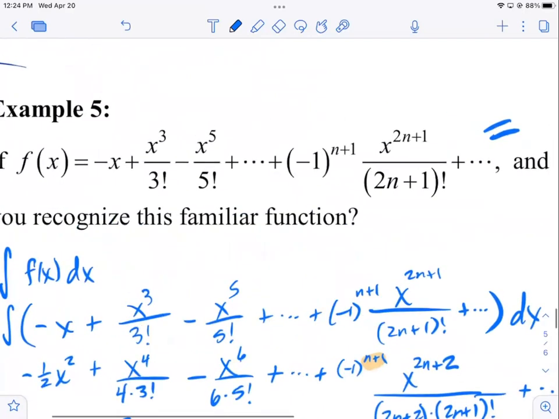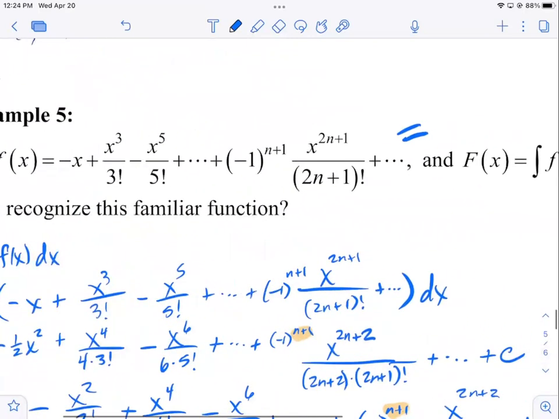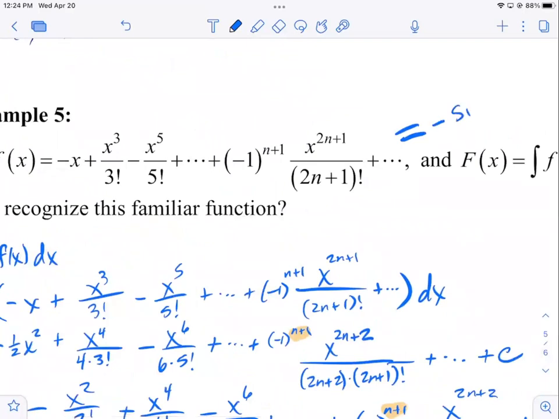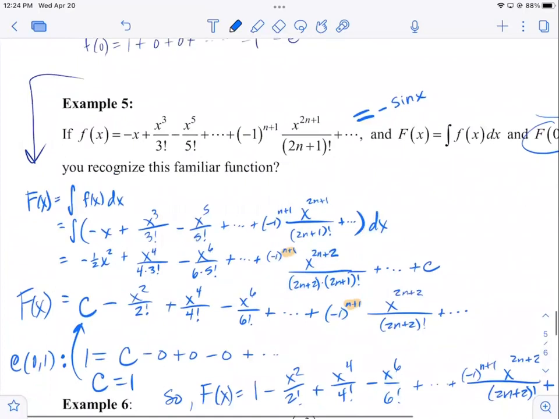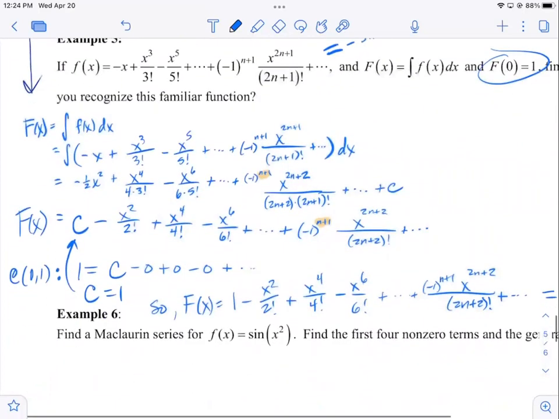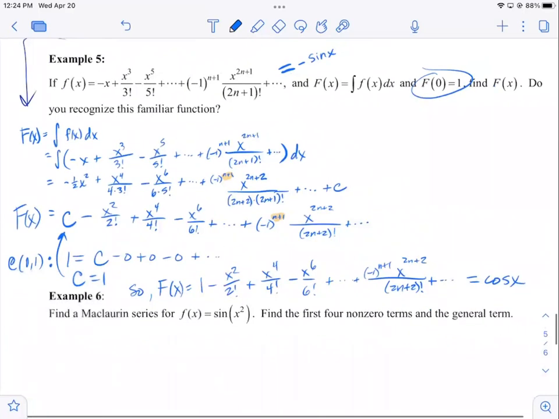So if I integrated to get cosine, what would the function f of x be? Because notice it looked like it was sine, doesn't it? But it's out of step by a half. So it's the opposite of sine. Yeah, there you go. What's the antiderivative then of negative sine? Cosine. That's just what we kind of proved, right? In Taylor series form. It is kind of cool.